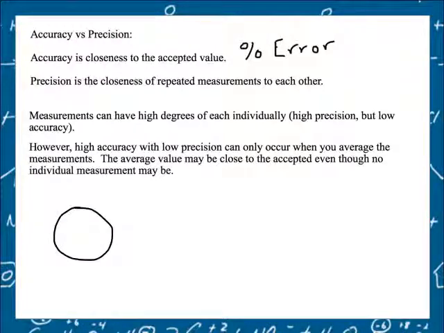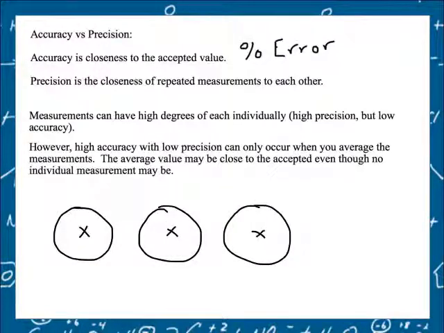I'll use some bullseyes because everybody understands bullseyes. The X in the center would represent the accepted value. So we'll start off with the best possible scenario. Those will represent my data points. Clearly we've got high precision because my data points are all close to each other, and they're also close to the accepted value, so I have high accuracy. So that's great, it has both of them.